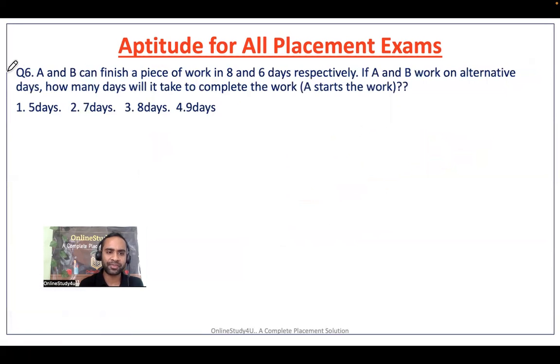Next problem, question number 6. A and B can finish a work in 8 days and 6 days respectively.